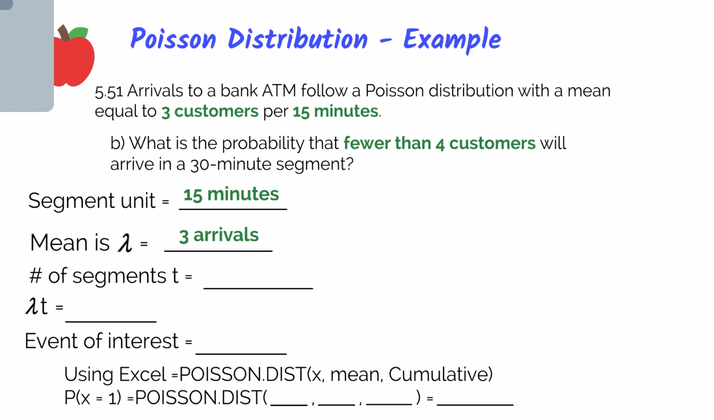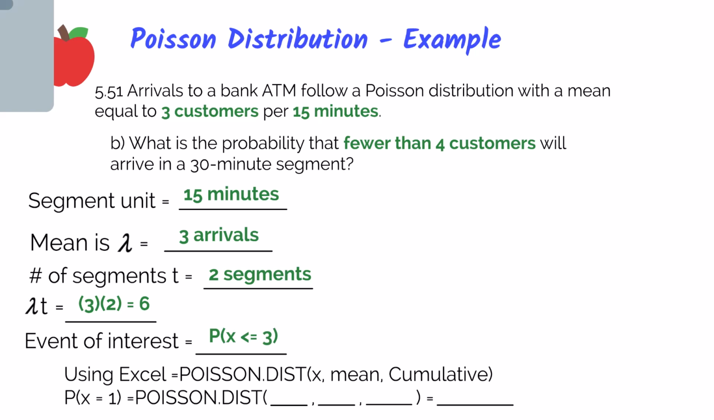In part A, the number of segments was 1 because we were looking at the number of customers to arrive in 15 minutes, which is the same as our segment unit. But here, we're looking at a 30-minute segment. So our T is going to be 2 segments, because there are 2 15-minute segments in 30 minutes. Now, for our lambda T, we take our lambda of 3 arrivals and multiply it by our 2 segments, and we get 6 for our lambda T.